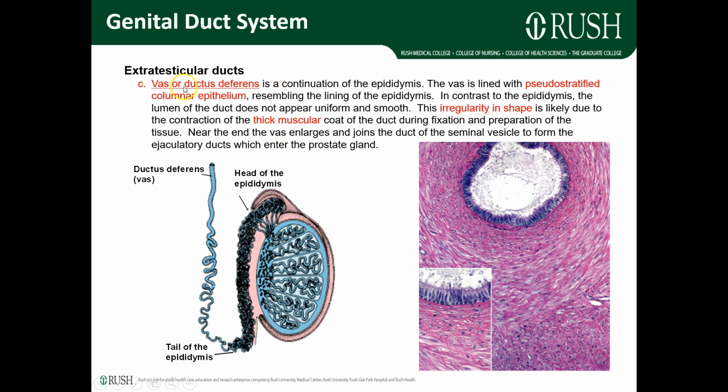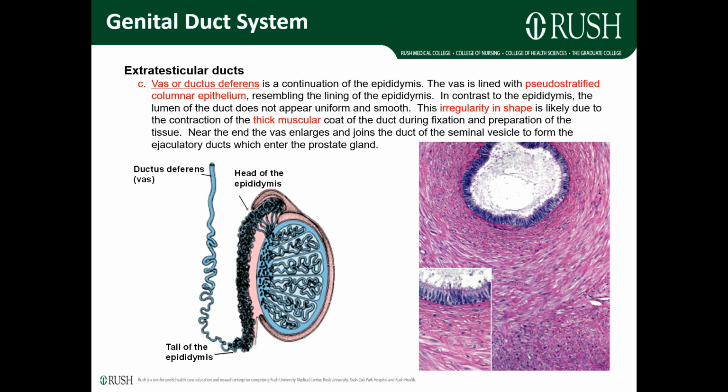Subsequent to that, the sperms have to go through another section which is past the epididymis, and that is referred to as the vas or the ductus deferens. This is a continuation of the epididymis. And again, this vas deferens is lined with pseudostratified columnar epithelium, and it resembles very much the epididymis itself.